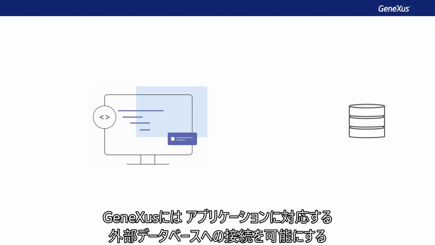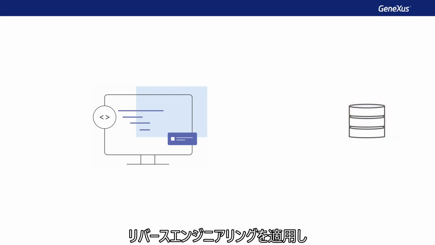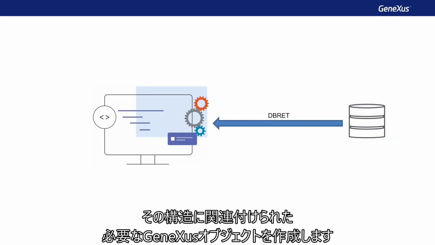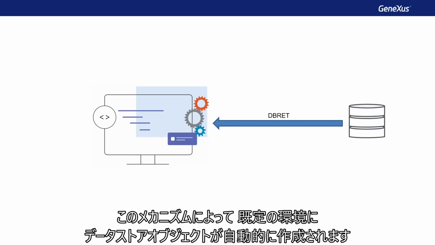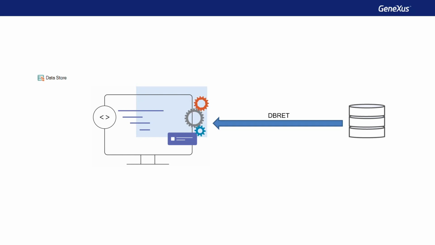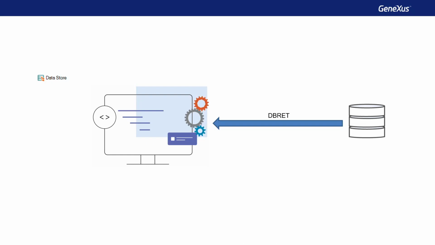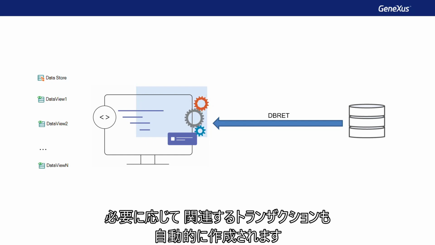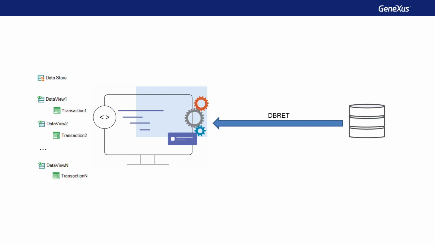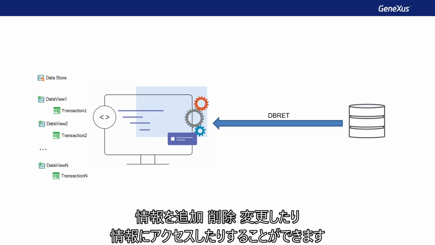GeneXus has a wizard that allows connecting to external databases to our application, and from its tables and indexes, applying reverse engineering creates the necessary GeneXus objects associated with these structures. With this mechanism, a data store object will be automatically created in the default environment, which will contain the necessary database connection credentials and configuration data. Also, data view objects connected to the external database tables will be created, and, if we want, the associated transactions will also be automatically created, which will allow us to add, delete, modify, or access the information as if it were from our own database.